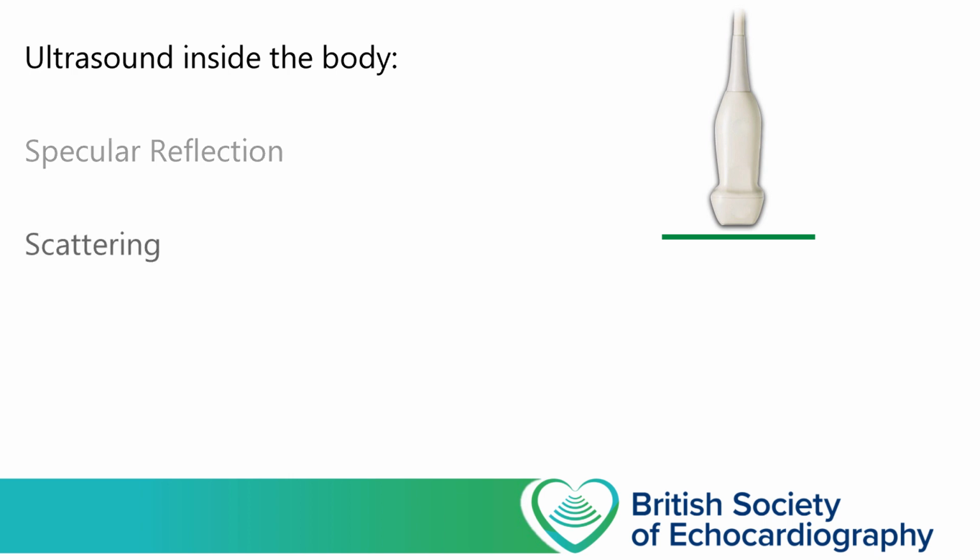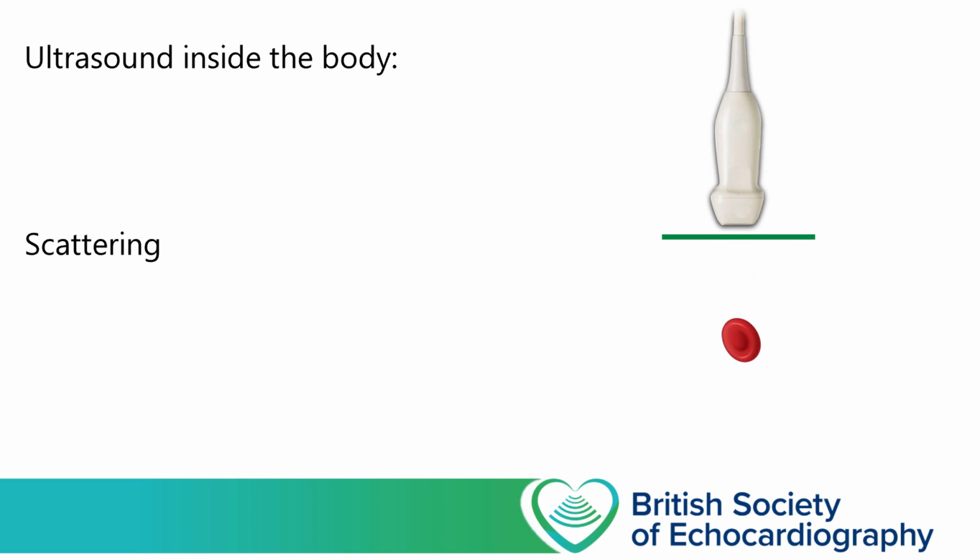The next interaction to consider is scattering. Scattering is a form of reflection that occurs when the ultrasound beam strikes a structure that is smaller than the wavelength of the transmitted beam. When scattering occurs, the energy is reflected in every direction, regardless of the angle of incidence. Far less energy is reflected than with specular reflection, and certainly the amount of energy that returns to a probe following scattering is many orders of magnitude less than occurs with specular reflection. And scattering is felt to be responsible for the speckled appearance that you see within the myocardium when seen on ultrasound.